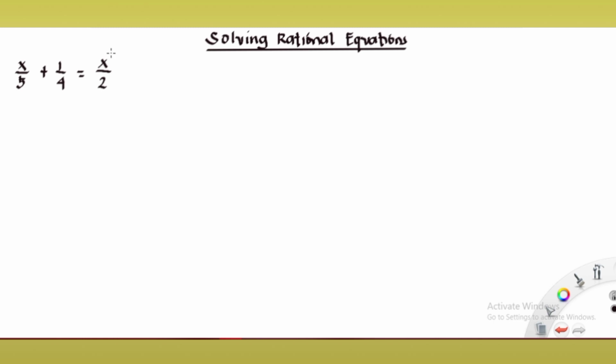And paano natin ito isosolve? So ang goal natin dito ay matanggal natin yung mga rational terms natin. And for us to do that, we have to get the LCD. Because the LCD will be the number that we will multiply in each terms of this equation para matanggal yung mga rational terms. So, paano natin malalaman ang LCD nitong equation na ito? So, kunin natin yung mga denominators, 5, 4, and 2, and get the LCD of these numbers.